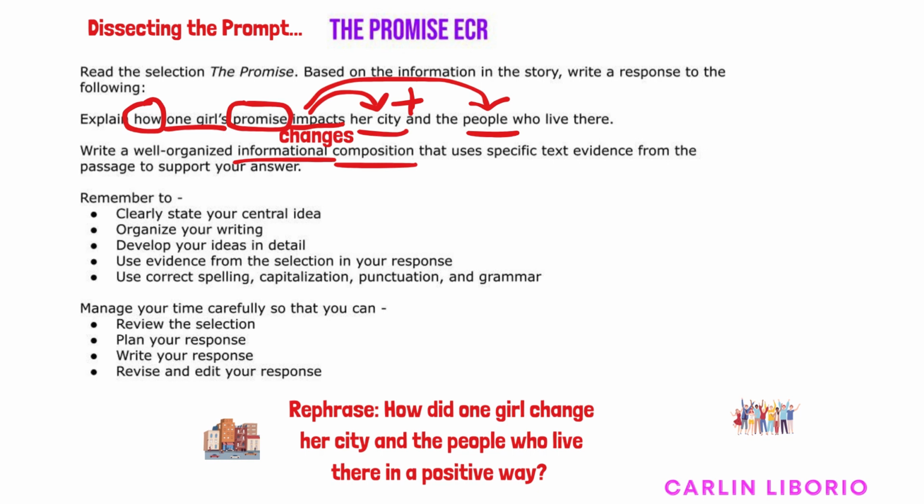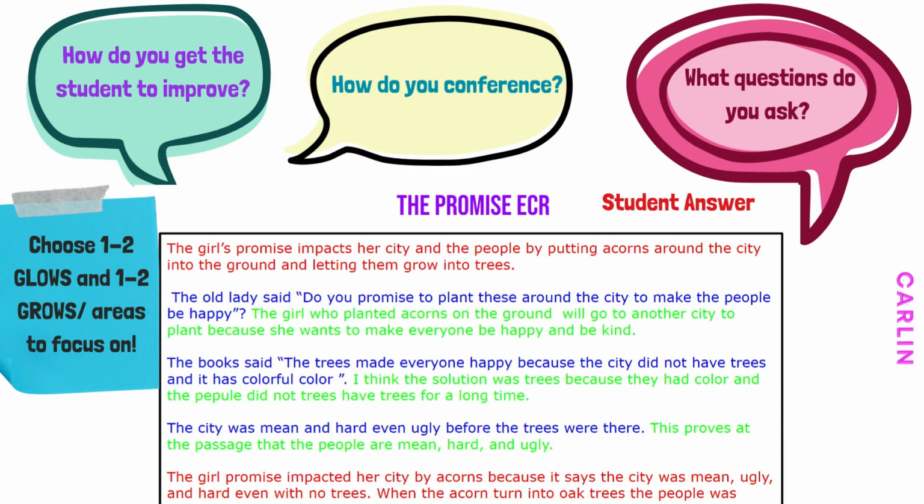Okay. So the prompt, same prompt, was explain how one girl's promise impacts her city and the people who live there. So they really had to answer the question about how that promise that she made impacted her city and the people who live there. And so, how do you get the student to improve? How do you conference? What questions do you ask?